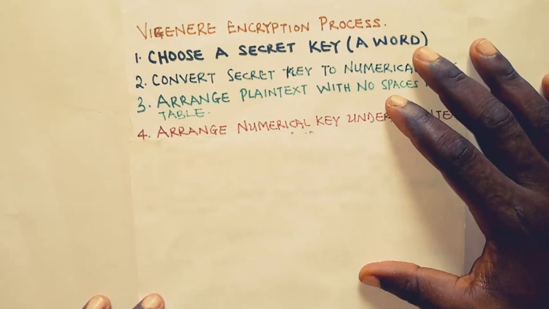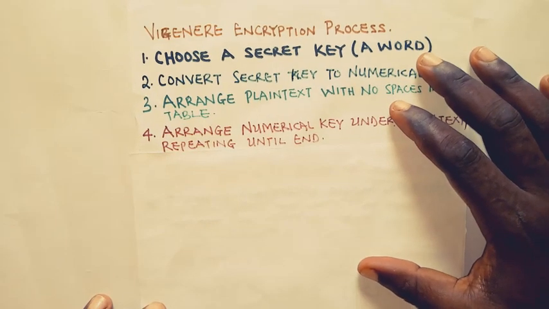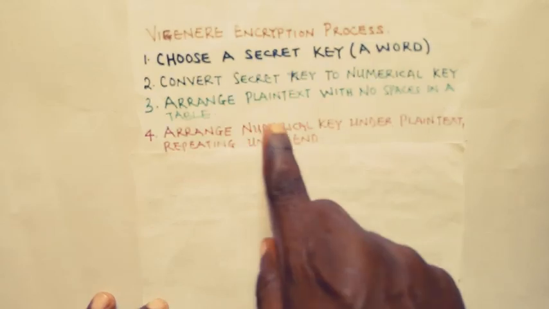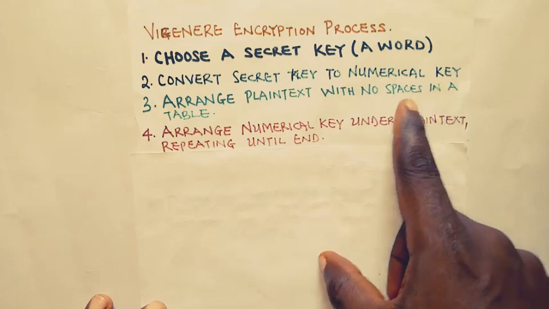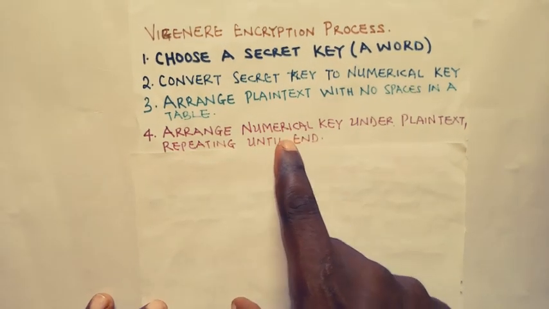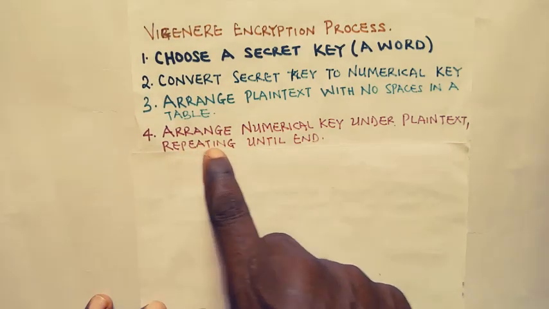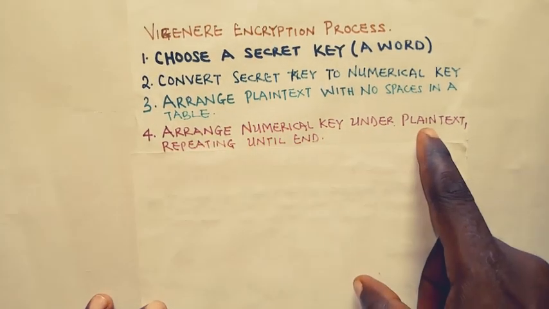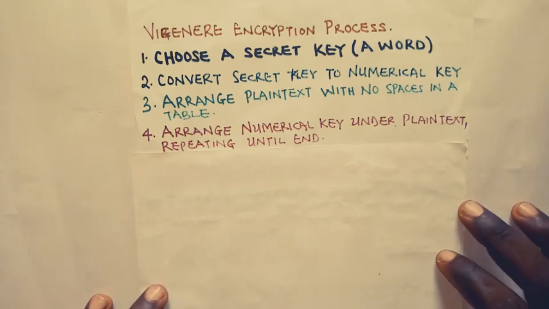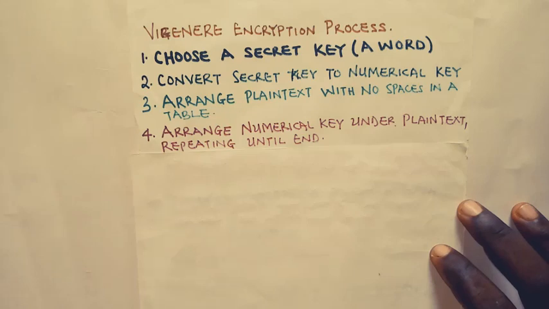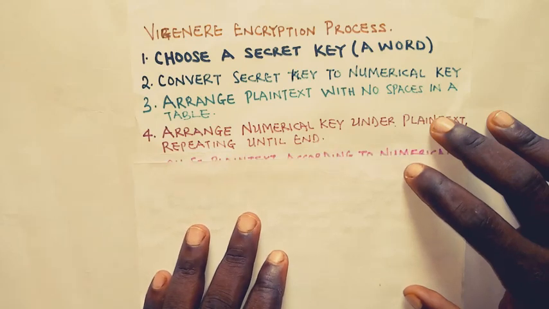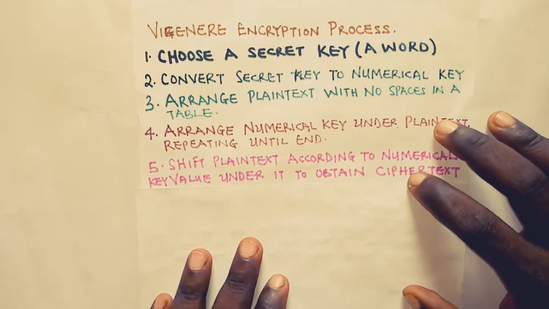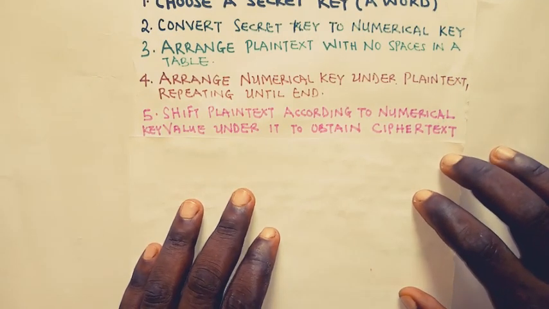And the fourth thing after arranging them is to now arrange the numerical key. You know, we have converted a secret key, a word, into a numerical key, and then we will now arrange that numerical key under the plain text in the table. We'll arrange it under the table and we will repeat it until we get to the end of the table. So having done that, the next thing we need to do is to begin encryption. Now this is the algorithm.